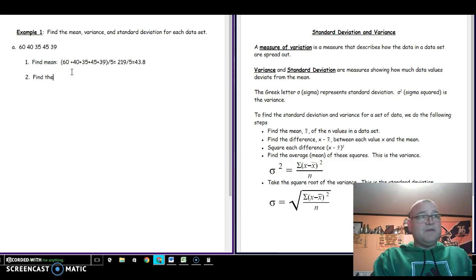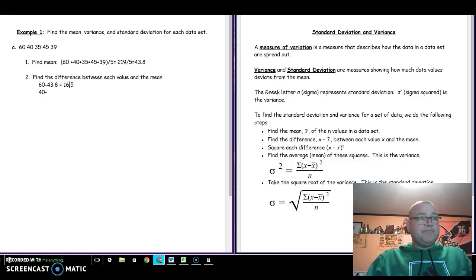Secondly, it says find the difference between each value and the mean. So that's going to be 60 minus 43.8, excuse me, I screwed that up. 43.8 gives us a difference of 16.2. Then 40 minus 43.8 gives us a difference of negative 3.8.